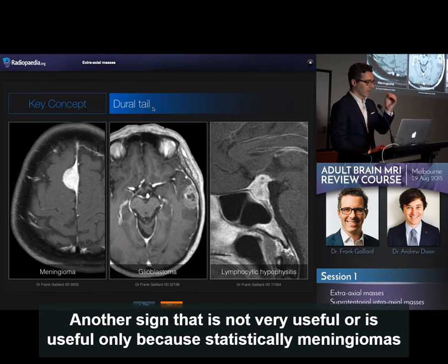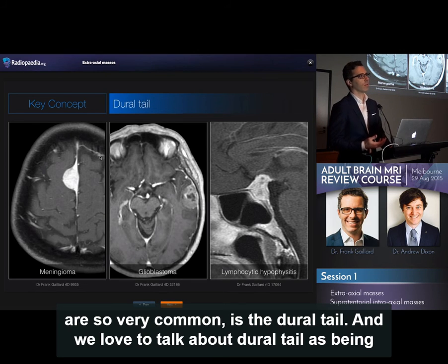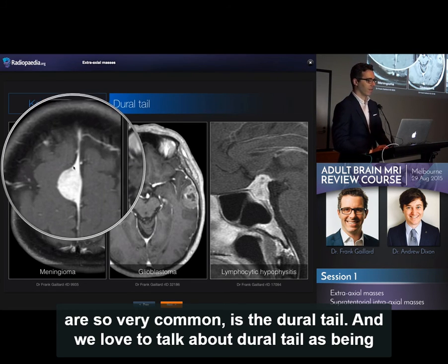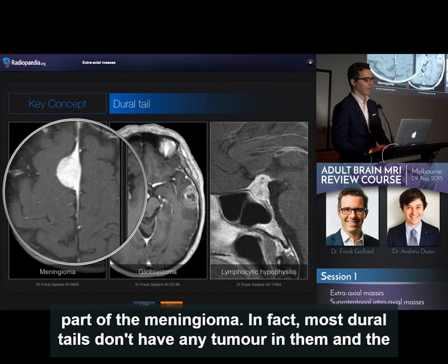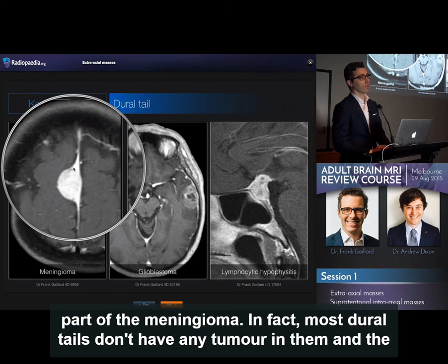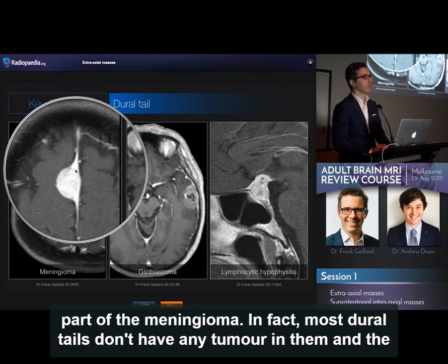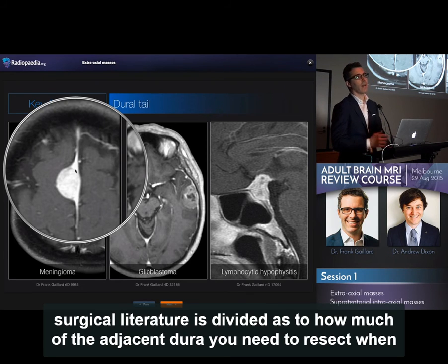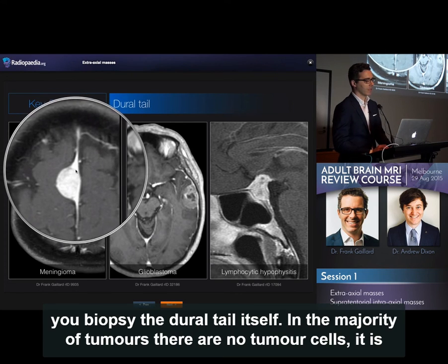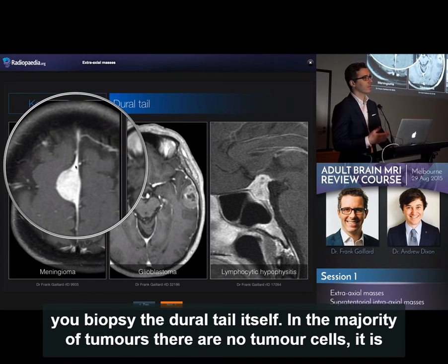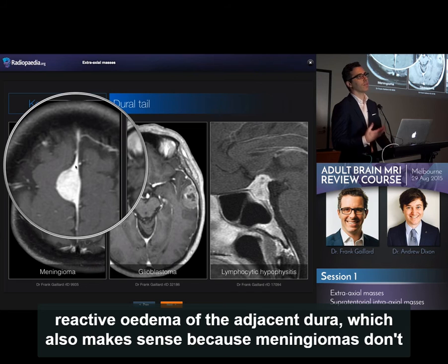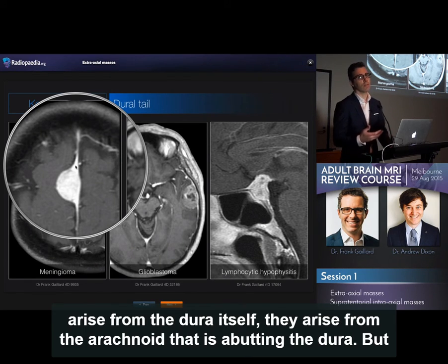Another sign that's not very useful, or is useful only because statistically meningiomas are so very common, is the dural tail. And we love to talk about dural tail as being part of the meningioma. In fact, most dural tails don't have any tumour in them, and the surgical literature's divided as to how much of the adjacent dura you need to resect. When you biopsy the dural tail itself, in the majority of tumours, there are no tumour cells. It's reactive edema of the adjacent dura, which also makes sense because meningiomas don't arise from the dura itself. They arise from the arachnoid that's abutting the dura.